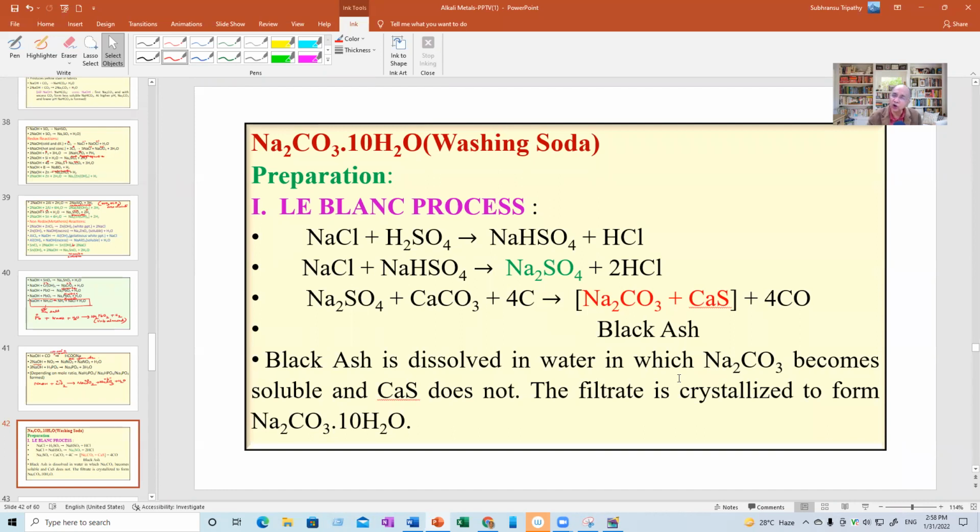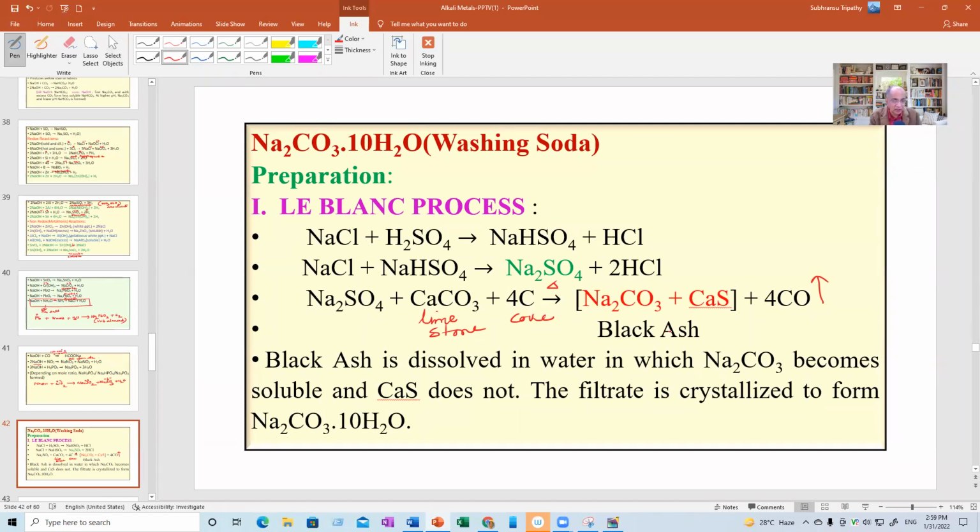This was going on. And first, sodium sulfate is prepared. When rock salt or sodium chloride is treated with conc. sulfuric acid, you have two steps. Ultimately, you get sodium sulfate. The sodium sulfate is mixed with powdered limestone and coke, and heated strongly to produce black ash, and carbon monoxide goes out. So black ash is a mixture of sodium carbonate and calcium sulfide.